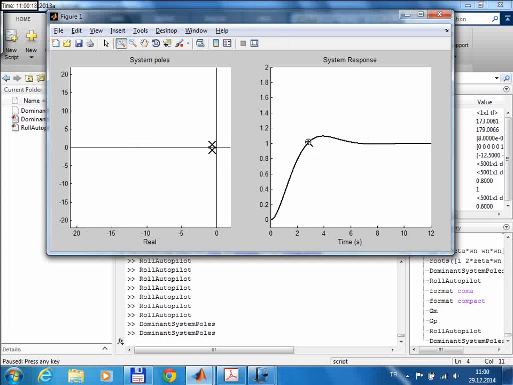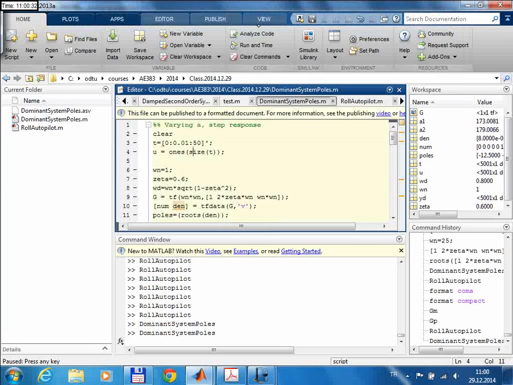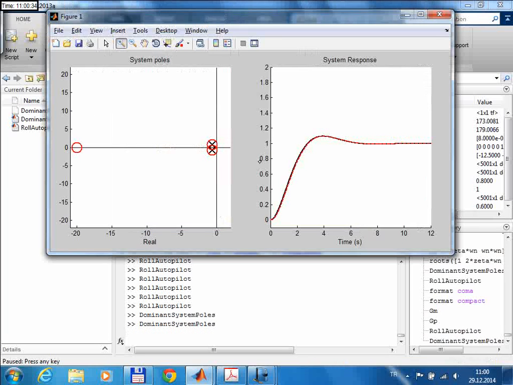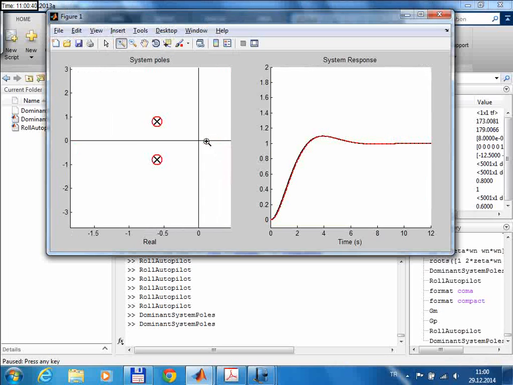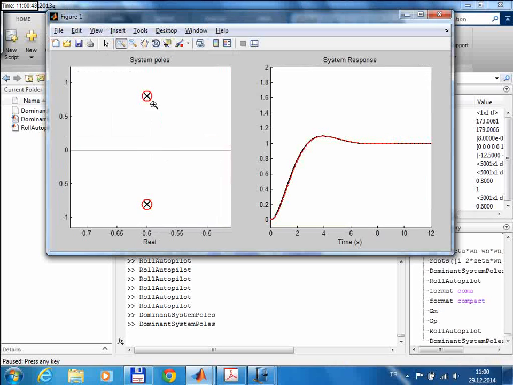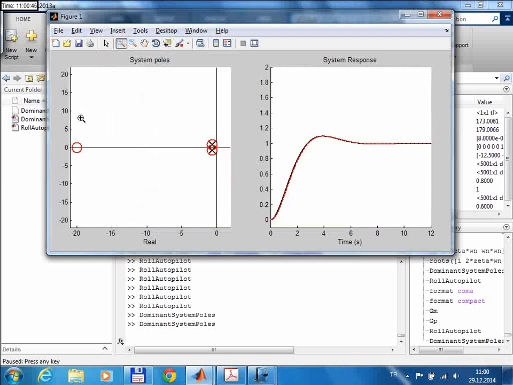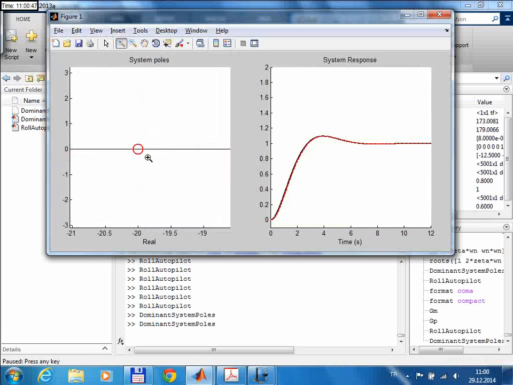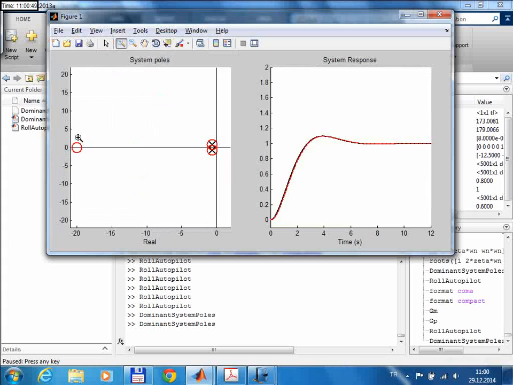And I'm going to add a fast pole to this system. I'm going to add a real pole somewhere here. And on the right hand side, you're going to see the response of the new third order system. So I need to hit enter for that. Okay, now for the red system, there are three poles. The first two poles are exactly at the same place as the first system. I have a third pole which is way far to the left, as you see here.